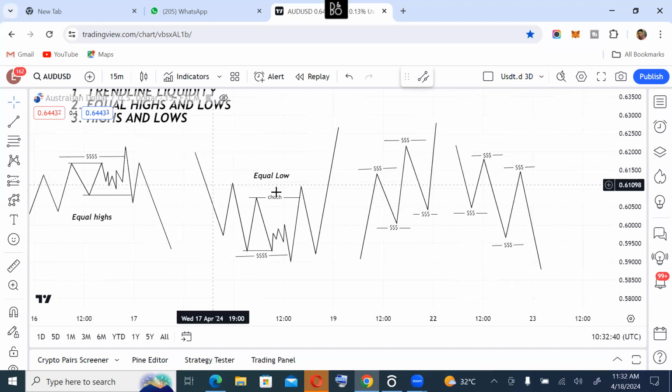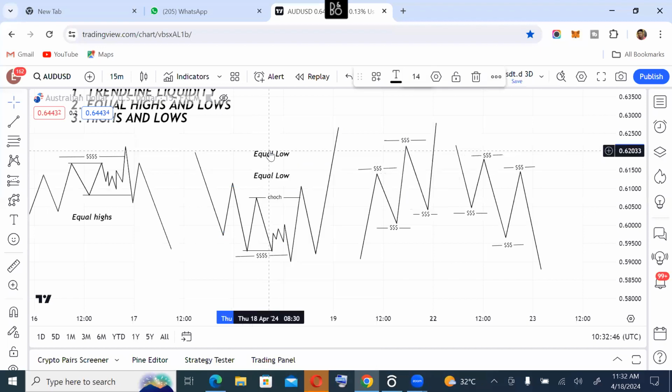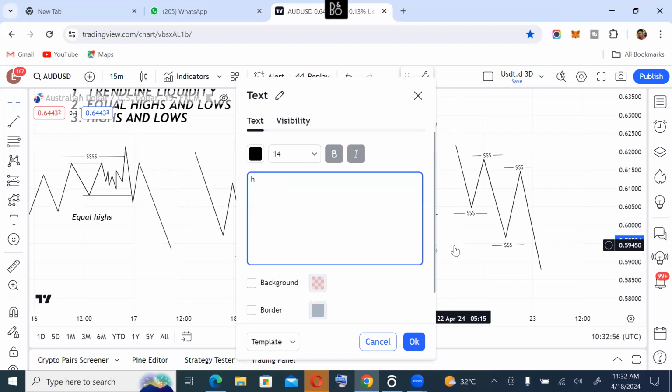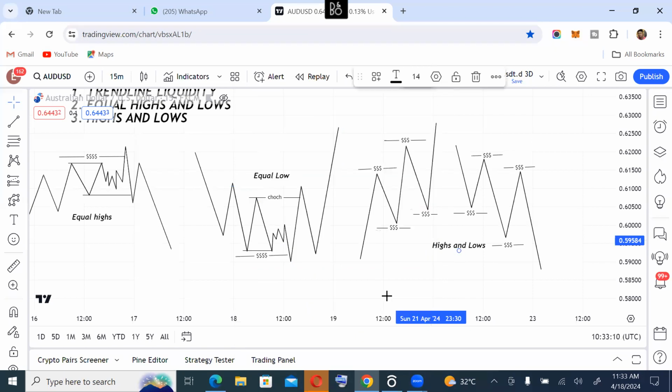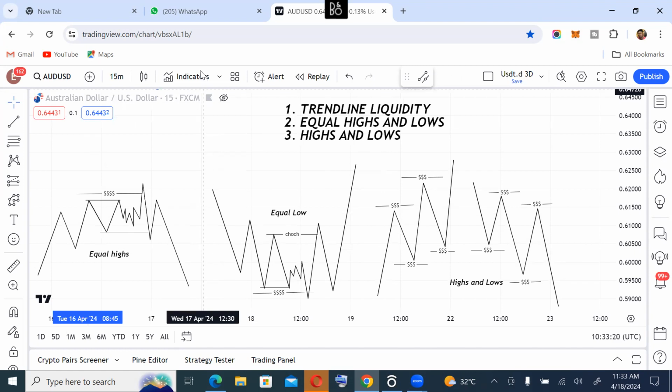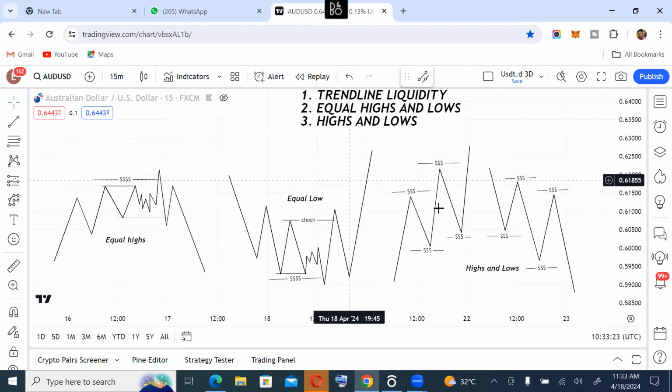Okay, so basically, this is what highs and lows are. So we have liquidity resting above, so on and so forth. See how it's on the low. So yeah, this is what liquidity is, and these are basically the types of liquidity, well represented right in front of you.